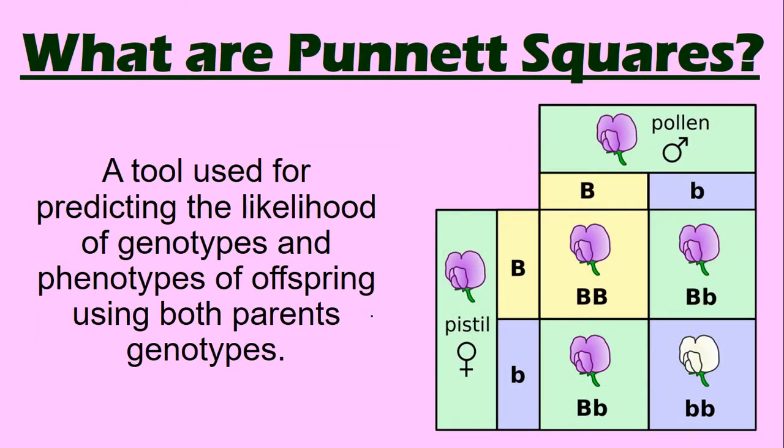So what are Punnett squares? Punnett squares are tools used to predict the likelihood of a genotype and phenotypes of offspring of both parents. It's a predicting tool to see what the offspring may look like. Now, things do happen that it's not right, but that is what Punnett squares do. You see in the picture on the side this idea of a Punnett square looking at purple flowers where sometimes a white flower just happens to come into existence.